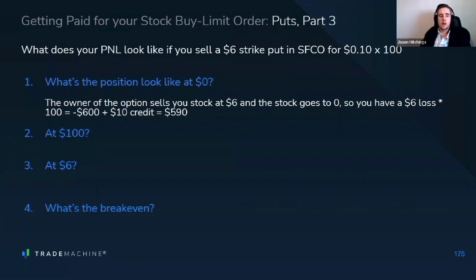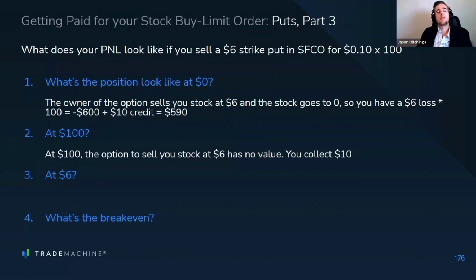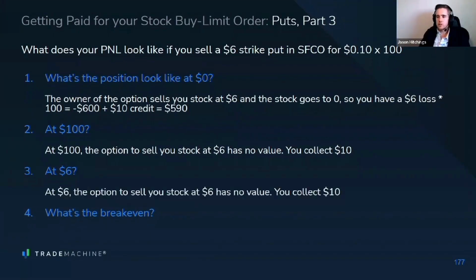If the stock goes to 100 or 100,000, then their right to sell it to you at $6 doesn't have any value. They're not going to use it, and you're just going to keep your initial 10 bucks. If the stock settles at exactly 6, it's kind of the same thing. They're not going to actually use their right to sell it to you, and so you're just going to keep your 10 bucks.